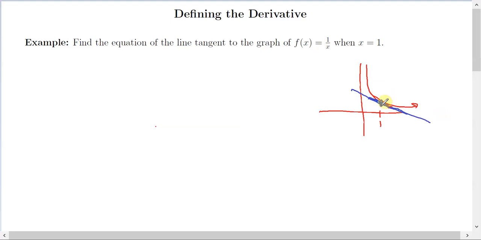But I only have the one point. That single point of tangency is all I've got. And I know that to find the equation of a line, I need a point, so I've got that, and then I need the slope of the line. And that's where the derivative comes in.